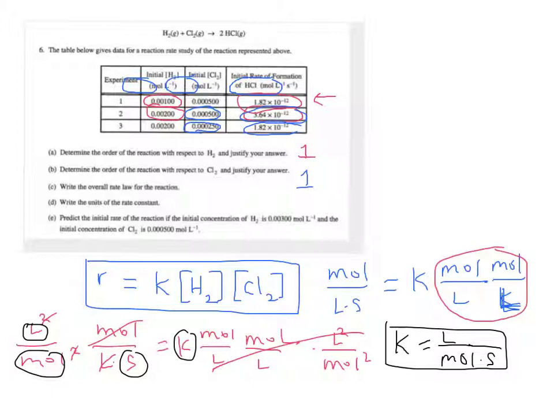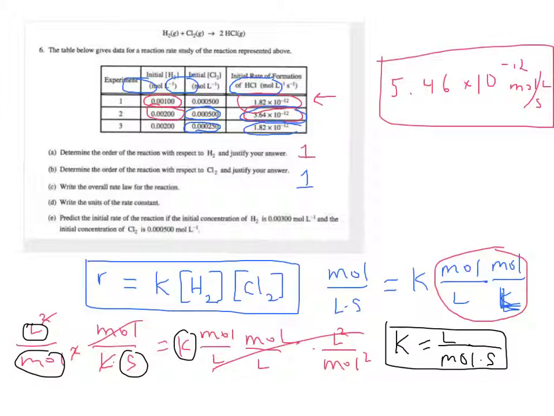And because the reaction is first order with respect to each reactant, the initial rate of the reaction would be 5.46 times 10 to the negative 12th moles per liter per second, which is 3 times the initial rate of the reaction in experiment 1. So again, this answer is just 3 times the initial rate in experiment 1.